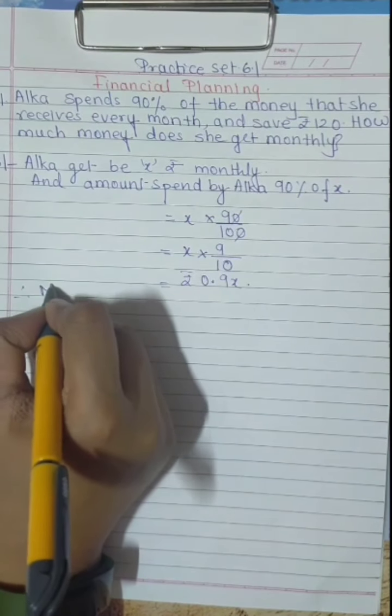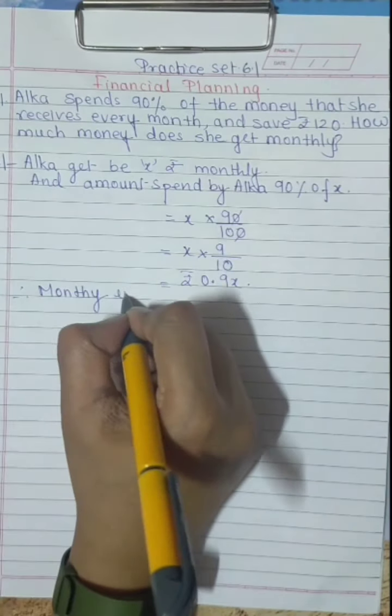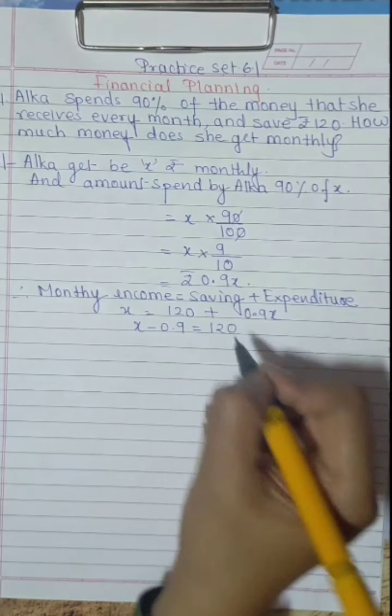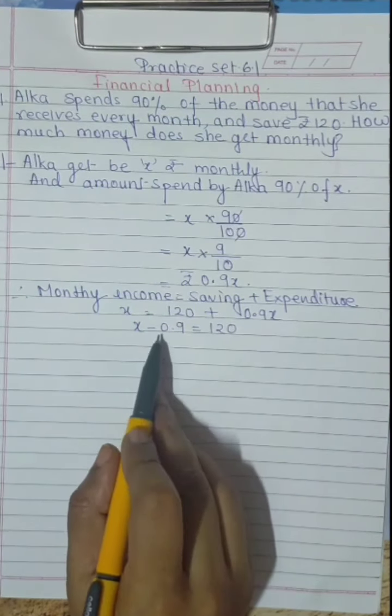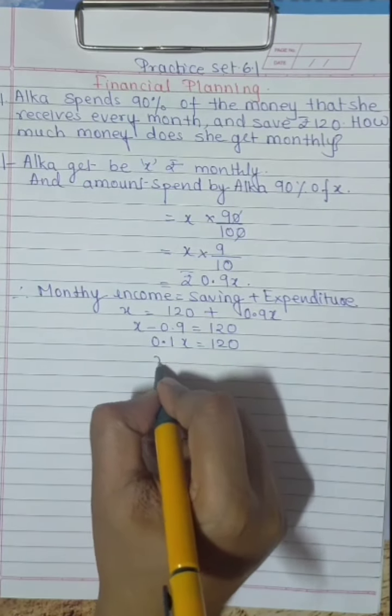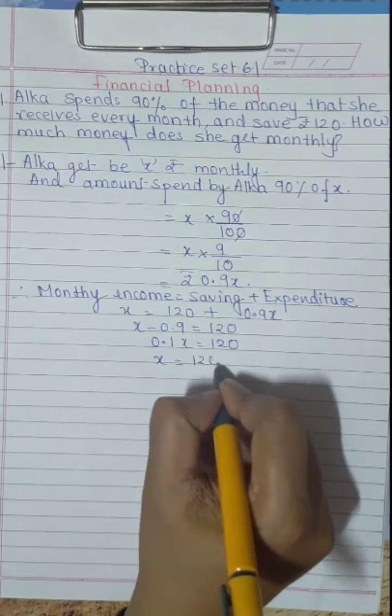So therefore monthly income equals saving plus expenditure. So X is equal to how much? Saving is 120 rupees plus 0.9x. X minus 0.9x equals 120. When we subtract 0.9 from 1.0 we get 0.1. So 0.1x is equal to 120. Now X is equal to 120 upon 0.1.